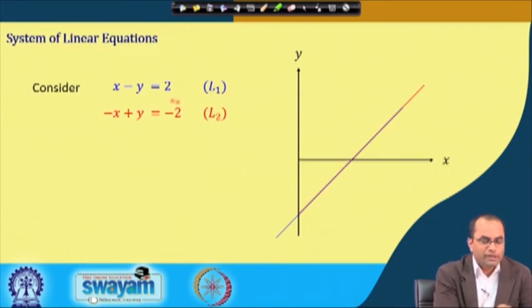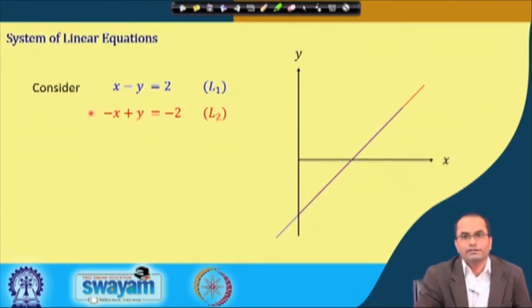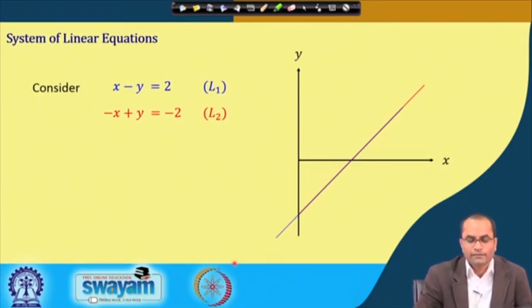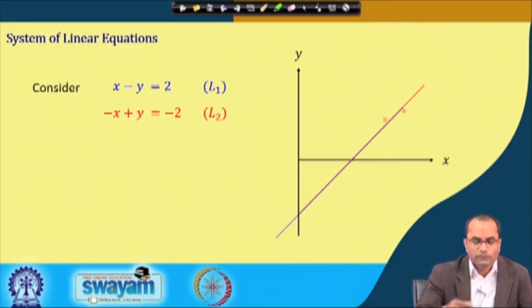Here if you multiply the second equation by minus 1, you will get the same equation. So, basically these are not two different equations, this is the same equation, we have only one equation, and therefore we get this line, the red line sitting over the blue line here.